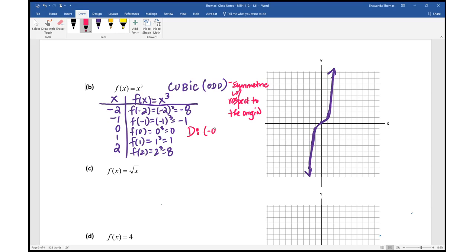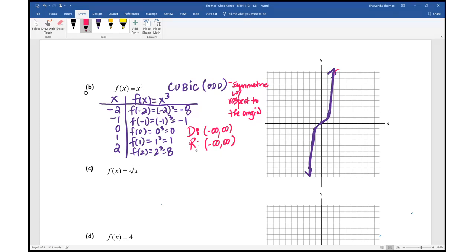It's from negative infinity to positive infinity because it's continuously going in this direction to the left on the x, and it's inching, slowly but surely, to the right in both directions. So that's negative infinity to positive infinity. Same thing with range on the y, negative infinity to positive infinity.